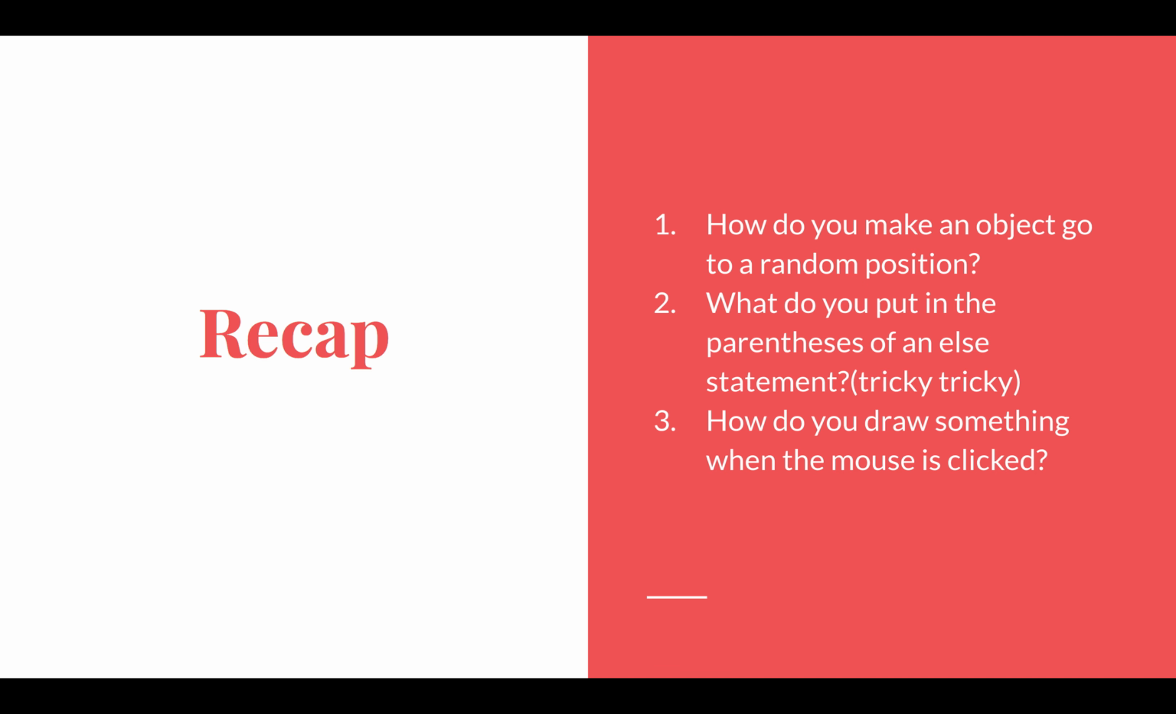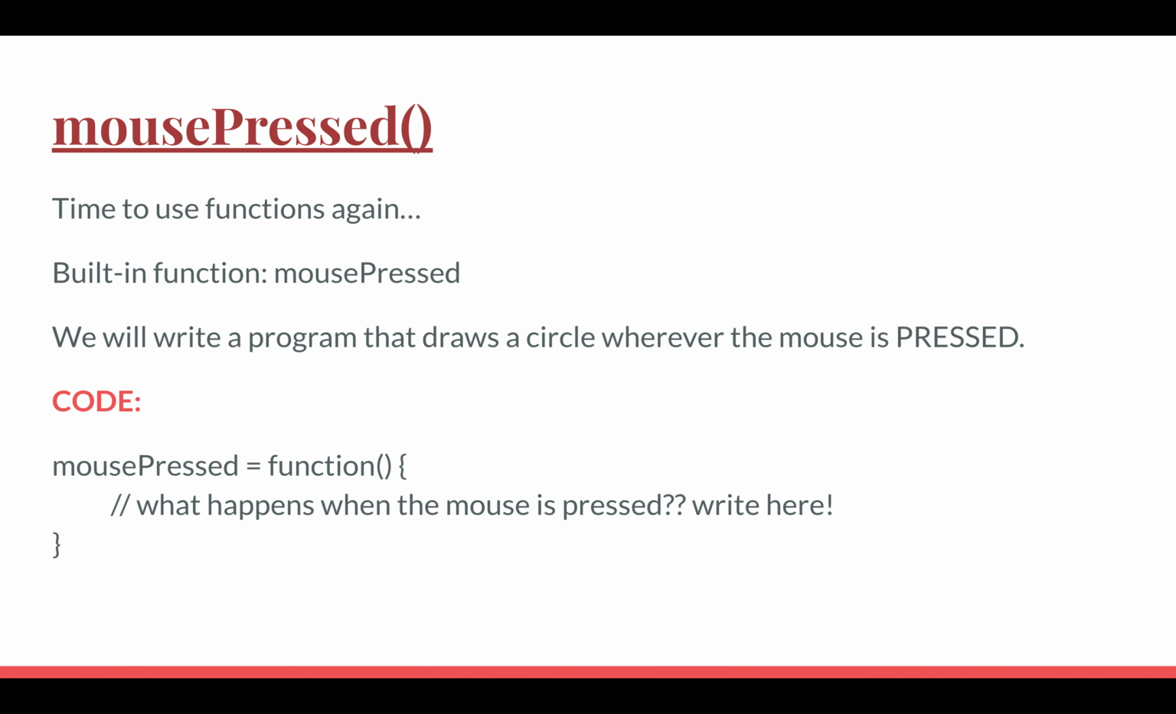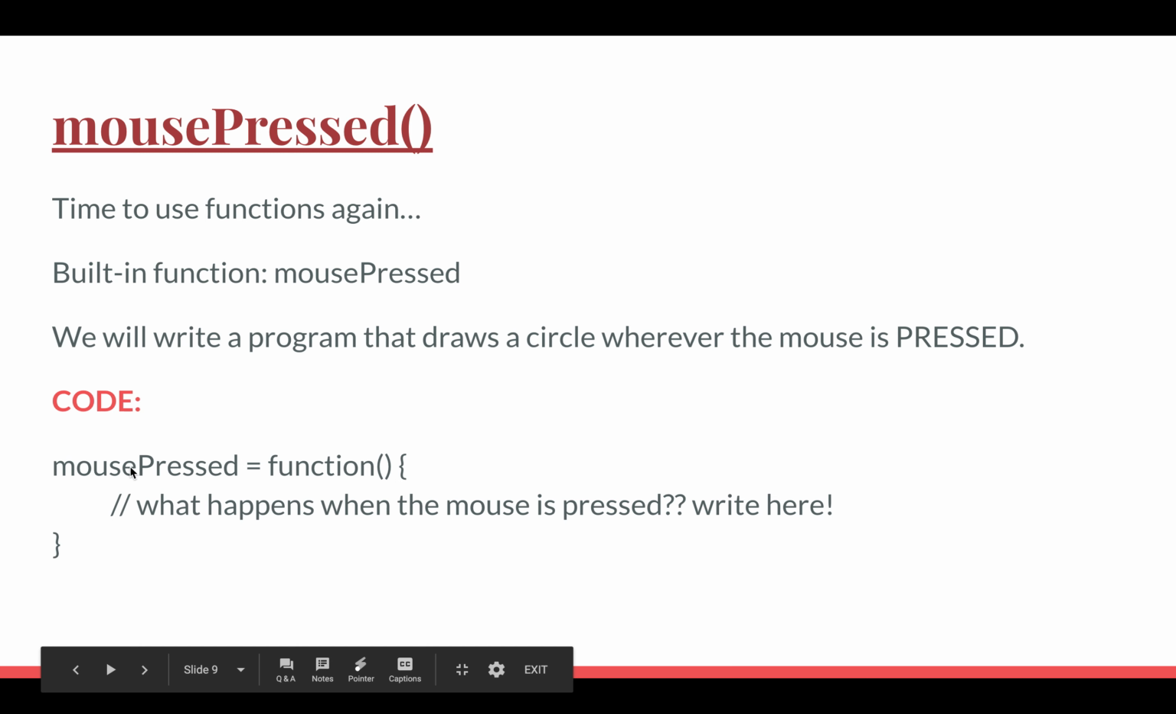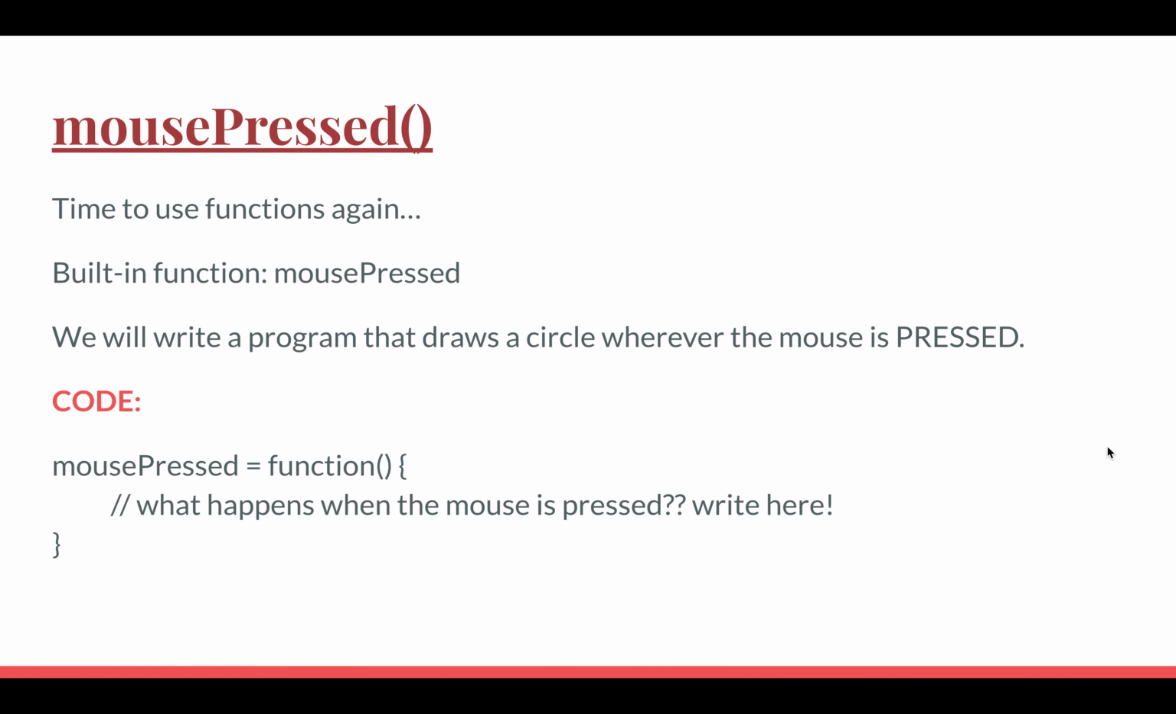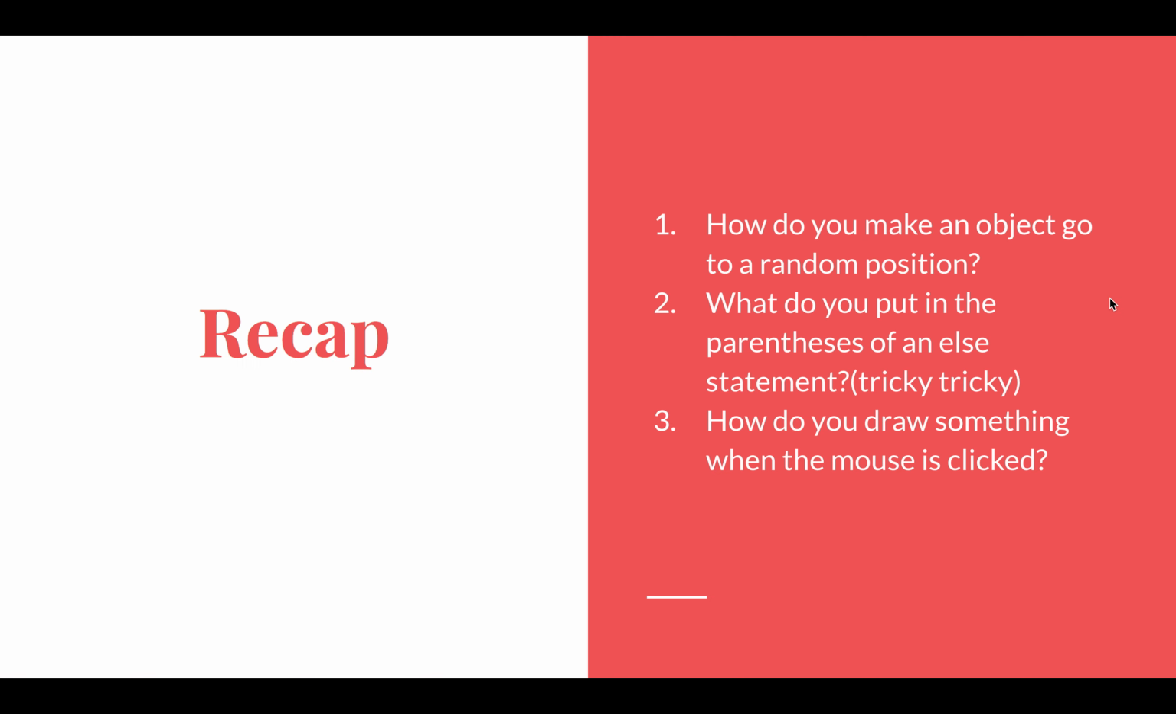And when you want to draw something when the mouse is clicked, you do mouse pressed equals function, and then within these squiggly brackets you will write whatever you want to draw, or you'll program whatever you want to draw. And that's it.